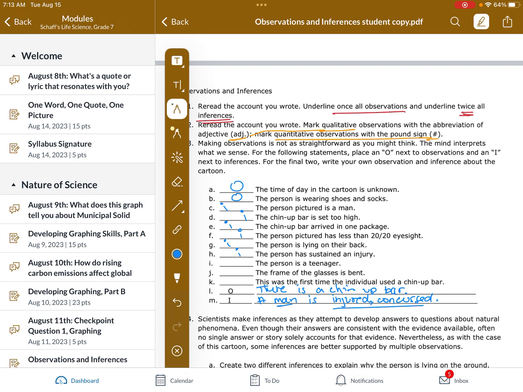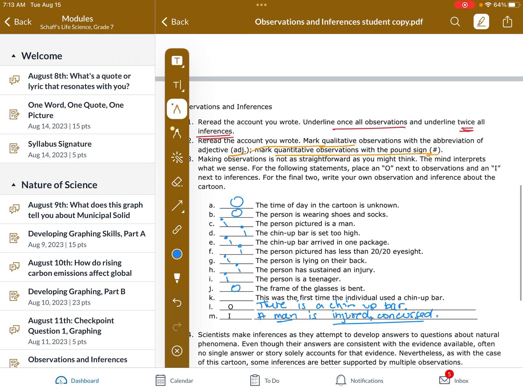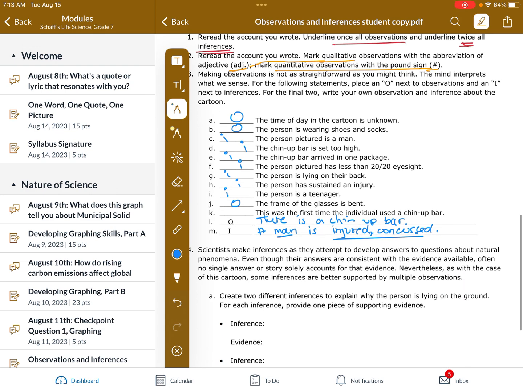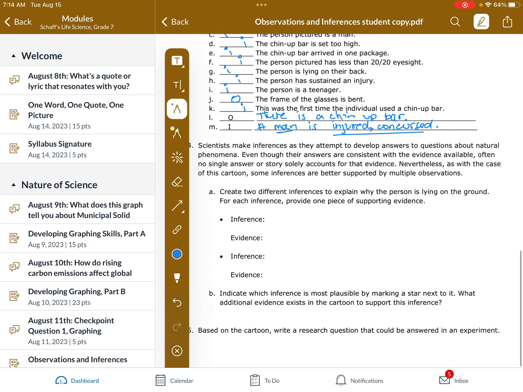The person is a teenager, that's an inference, and we don't know that. The frame of the glasses is bent. That's an observation. I could easily see that indeed the frames of these glasses are bent. This was the first time the individual used the chin-up bar. That's an inference.